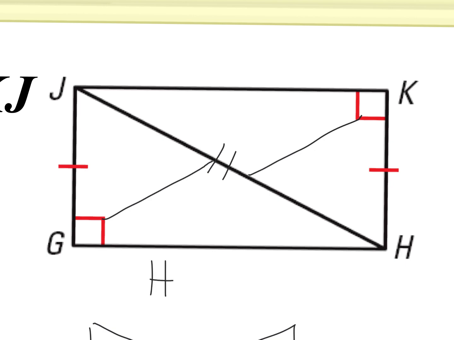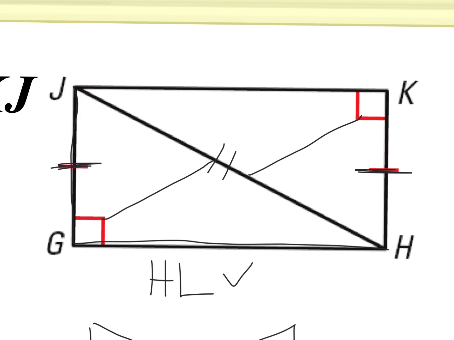Now we need a leg. Do we have a leg that's marked congruent? Yes. Remember, a triangle has two legs. It has this one and this one we have marked. So hypotenuse, leg, that matches. Hypotenuse, leg proves this triangle to be congruent.